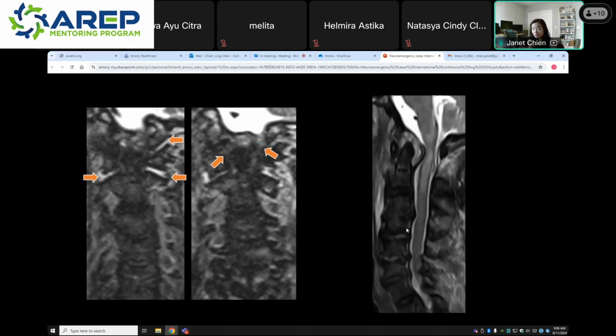On sagittal, we can see even more injuries. So this is your tectorial membrane. There's also a high-grade tear of the tectorial membrane here. There's a lot of epidural hematoma surrounding the odontoid process. The AAOM, so the anterior atlanto-occipital membrane, is also torn. And then you can see the cord is contused. There's abnormal T2 hyperintense cord signal here, and there's prevertebral edema and hemorrhage.